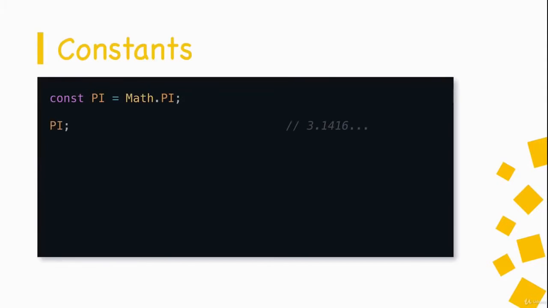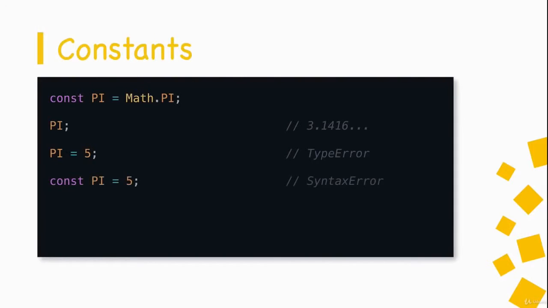Now, just like variables, you can access the value and refer to that constant by its name. So in this case, PI gives us the value of Math.PI, which is 3.1416, and so on. However, unlike variables, you can't change the value or reassign a different value to a constant. So in this case, PI equals 5 or any other value throws a TypeError, because once you've declared a constant and assigned it a value, it can't be changed. So the constant PI will always contain 3.1416. It can never be reassigned a different value.